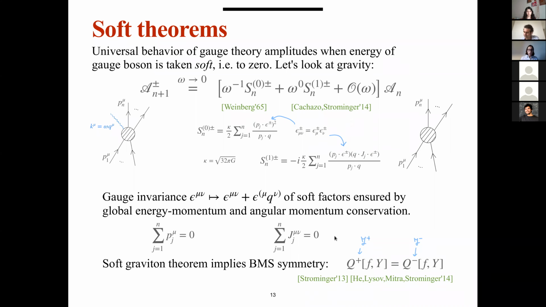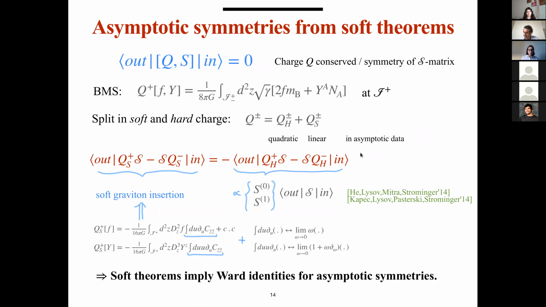But actually there's much more here, namely the soft graviton theorem implies not only these global conservation laws, but it also implies BMS symmetry. So that is the statement that the charges for supertranslations, but then also for superrotations on the past boundary and the future boundary are actually equal. And there's an infinity of these conservation laws for every function f and vector field y. And how does this arise? So this arises as follows.